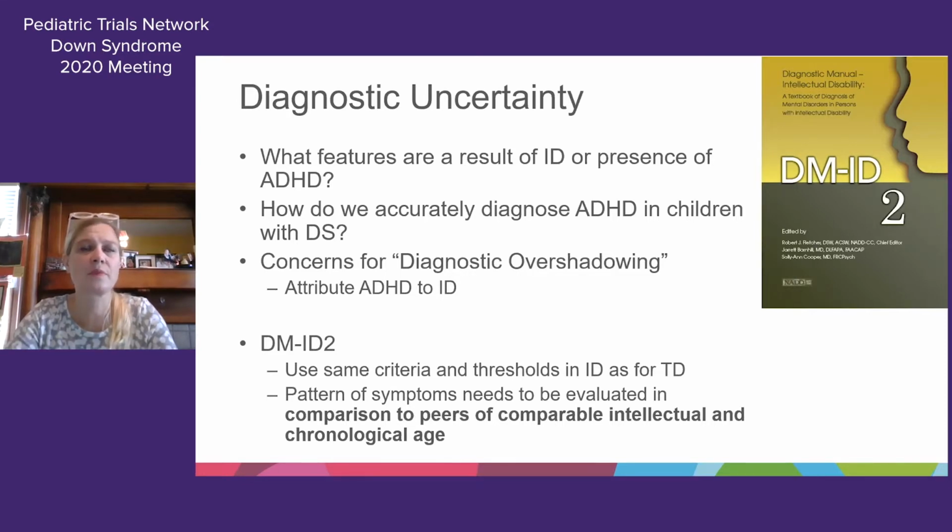For some conditions, there are recommended adaptations or changes to the diagnostic criteria. For ADHD, what the DM-ID recommends is that we use the same criteria and thresholds for identifying ADHD in kids with intellectual disability as we do in kids who are typically developing. However, we need to make that comparison in terms of symptoms to peers of comparable intellectual and chronological age. That puts a lot more pressure on the clinician to have a cohort of peers with Down syndrome or intellectual disability to say these symptoms are more severe than what we'd expect for their developmental level and their age.